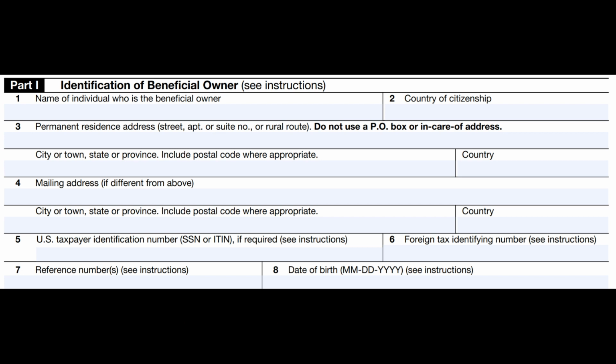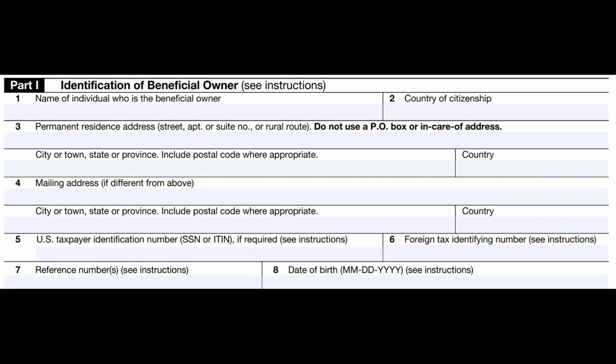So line 5, U.S. taxpayer identification number. Most G4 visa holders will have a U.S. Social Security number, and if you do, you're to put your U.S. Social Security number right there on line 5. Going on to line 6, foreign taxpayer identification number. If you even have one, you are required to input the foreign taxpayer identification number that is yours right here on this line 6. Now for line 7, the instructions say you may use a reference number, such as your account number, and input your birth date on line 8.